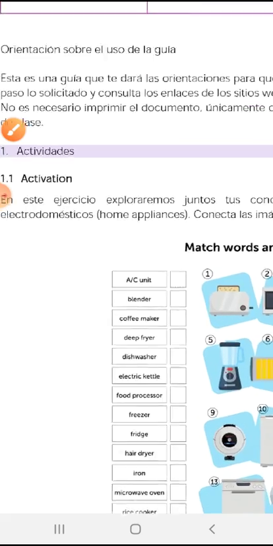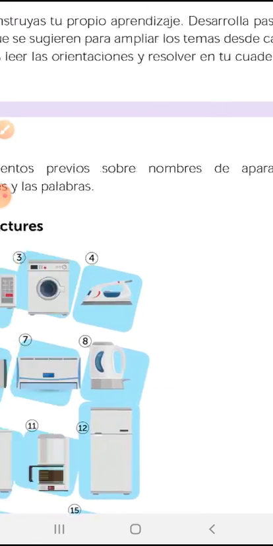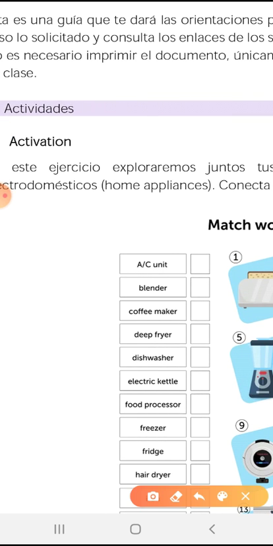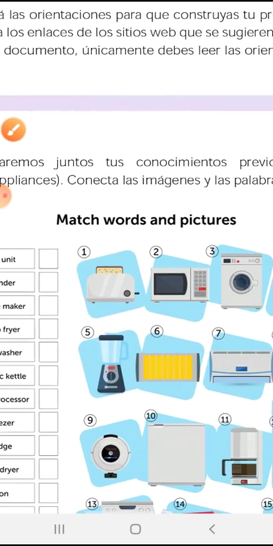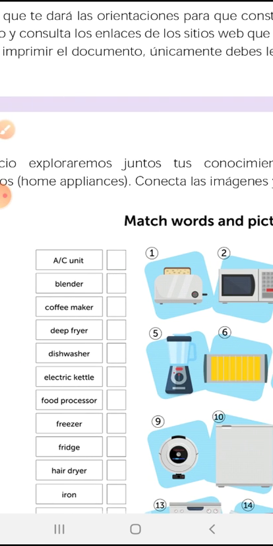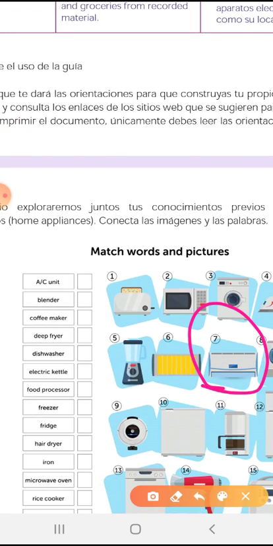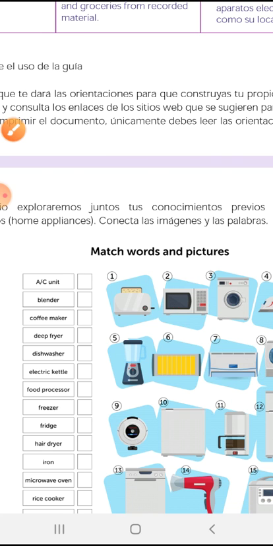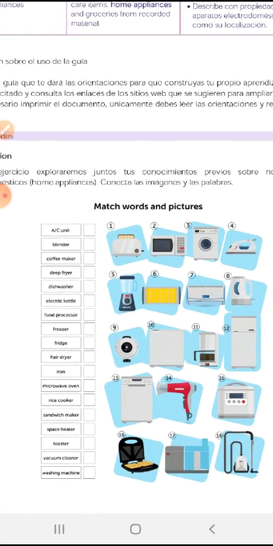Activation. En este ejercicio exploraremos juntos tus conocimientos previos sobre nombres de aparatos electrodomésticos o home appliances. Yes, aparatos electrodomésticos, home appliances. Conecta las imágenes y las palabras, ¿ok? Once again, you have to connect the pictures with the names. Yes, you can draw or paste. Puedes cortar o dibujarlos. Puedes pegarlo o dibujarlo.